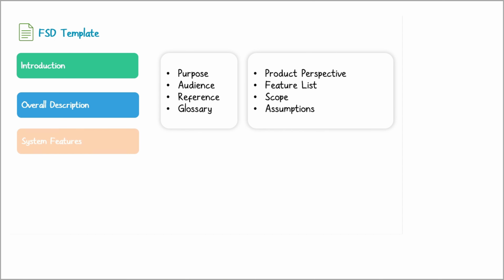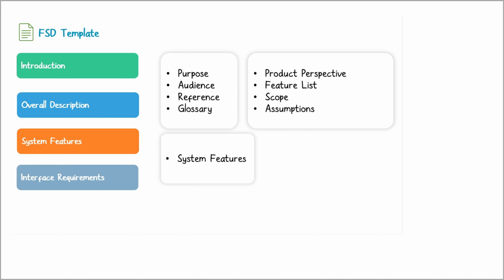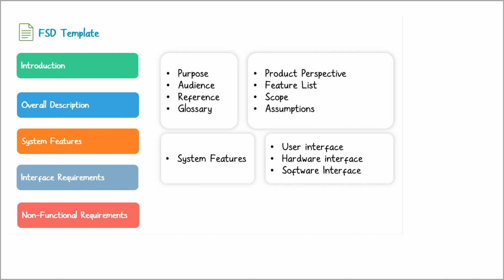Then in the next section, we have systems and features. We will capture the complete feature details and its working. So what the system will do and how it will do it will be captured here. In the next section, we have interfaces like user interface, hardware interface, and software interfaces. In the 5th section, we have non-functional requirements where we will capture the performance requirements and user design requirements.